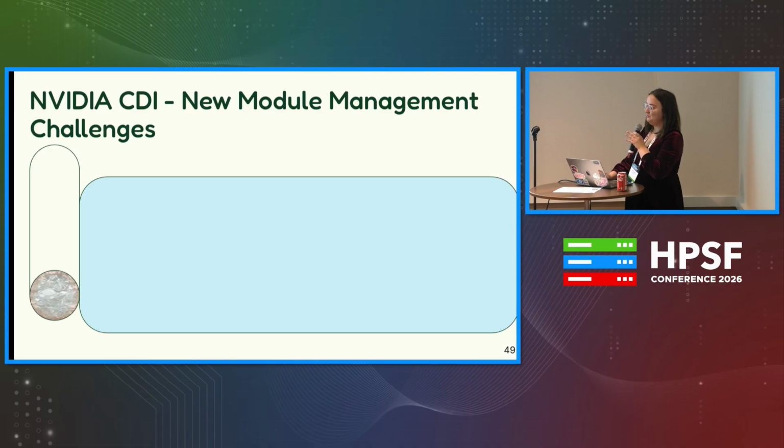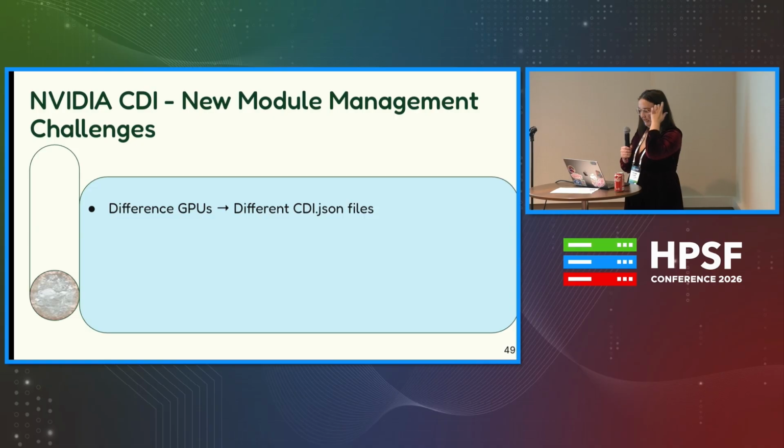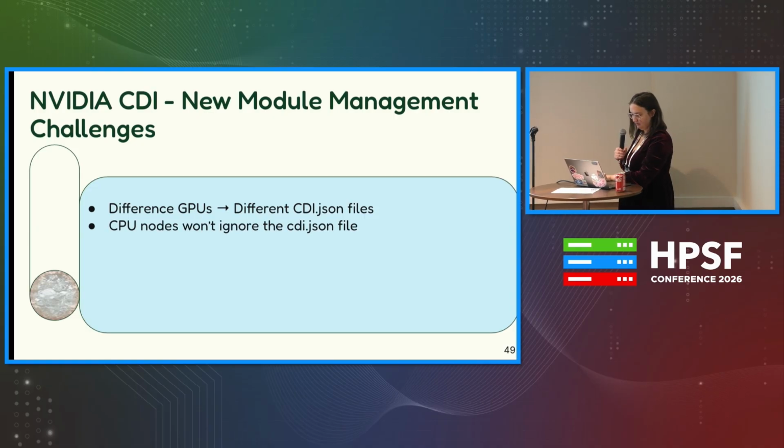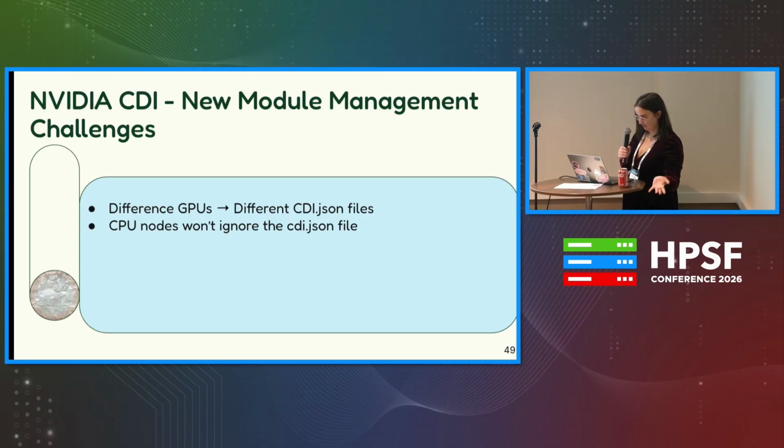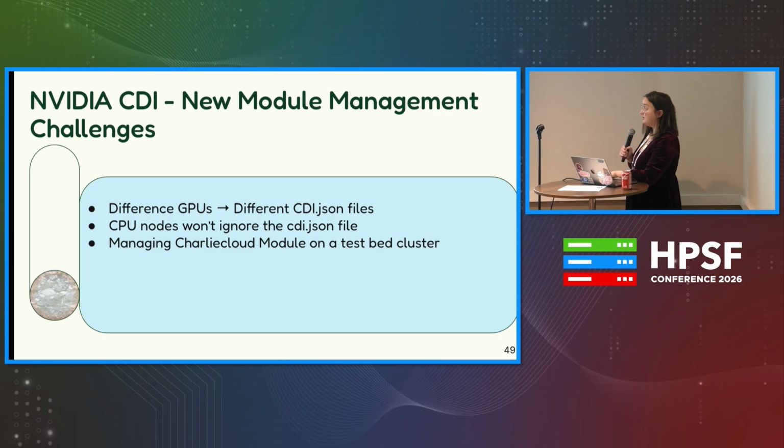Okay, so now new module management challenges. For each of the different GPUs, it needed a different CDI.json file. Then CPU nodes wouldn't ignore the CDI.json file. So if there was an extra file with a CPU node, things crashed, users angry, not a good time. This is also a testbed cluster, so it is constantly being changed with new nodes added. And I also only had a couple of minutes every time there's a new release to quickly add it before I forget or get distracted.